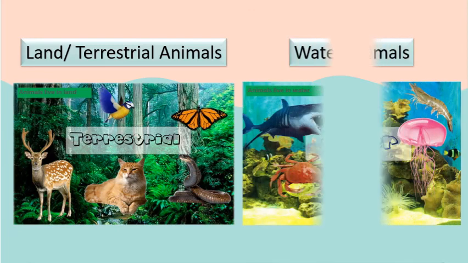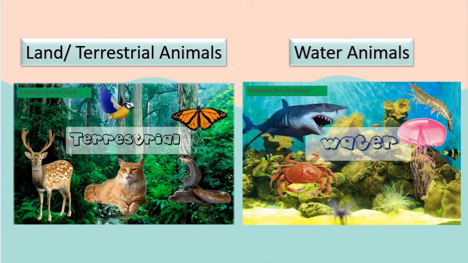Animals that live in the water such as sharks, crabs, jellyfish, and shrimps are called water animals.